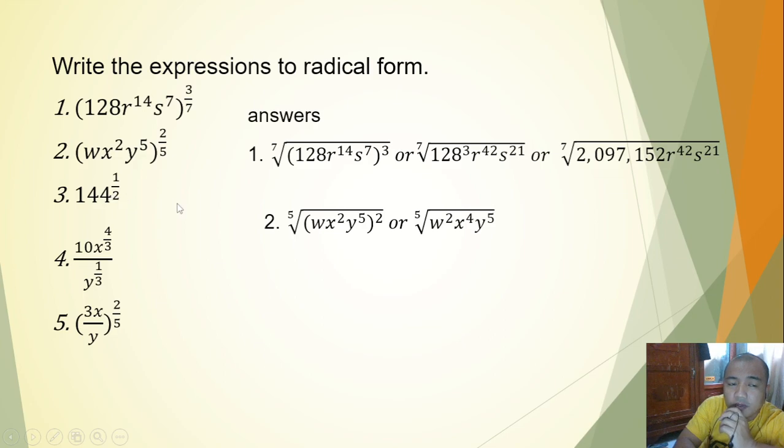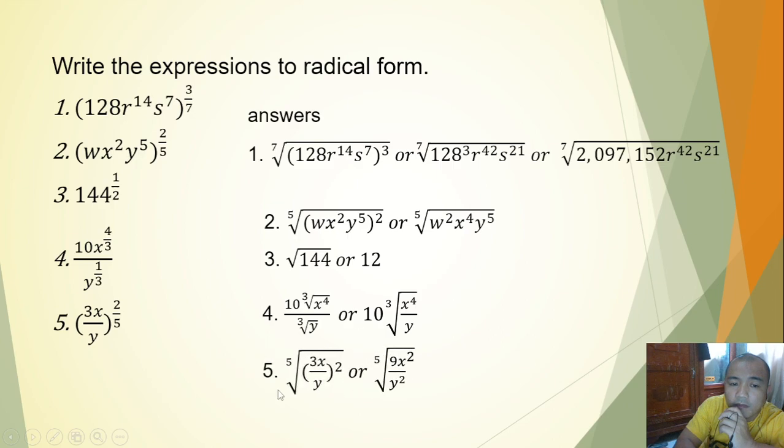Okay, very easy on number 3, square root of 144 or 12, because 12 times 12 is 144. Here, 10, the cube root of x to the 4th all over the cube root of y, or since they have the same index, you can now just write it as 10 cube root of x to the 4th over y. Number 5. Okay, since 5 is the denominator, the index is 5. The fifth root of 3x over y squared, or the fifth root of 9x squared over y squared. Square mo yung 3x over y.